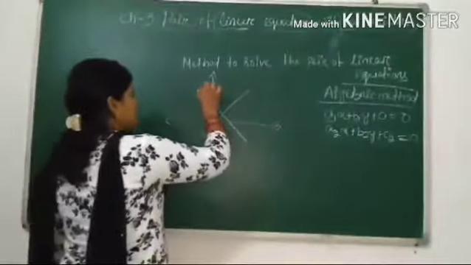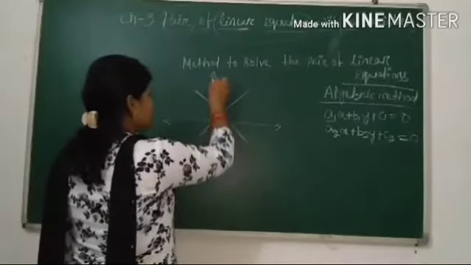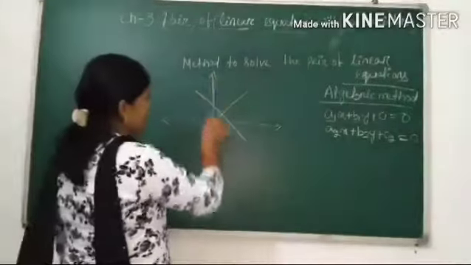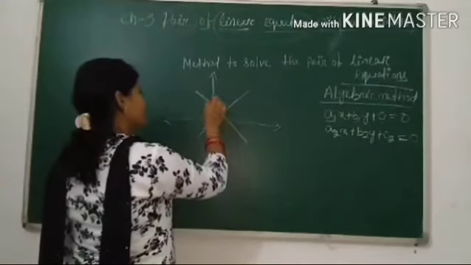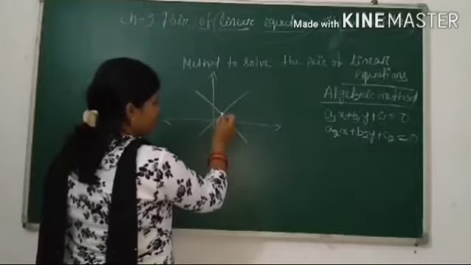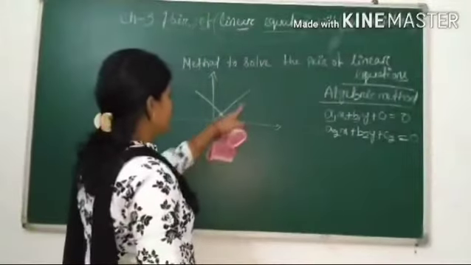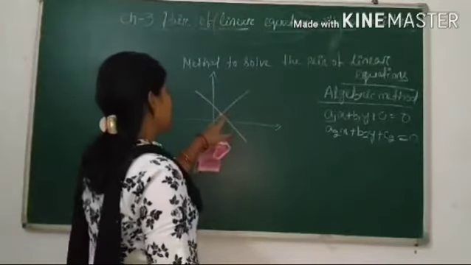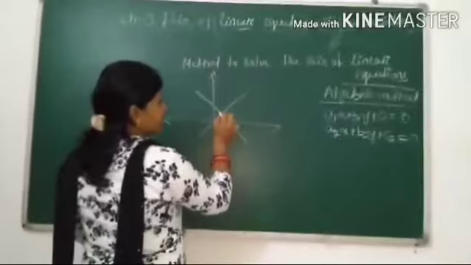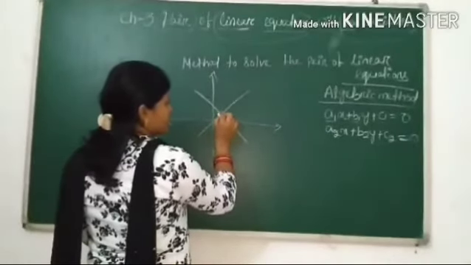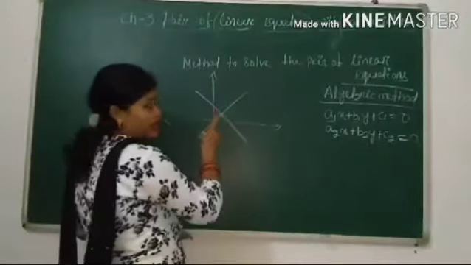So if I represent these two lines on your graph, I will get this type of graph. So this is your point. This is your intersecting point. Two lines are meeting at one point. So this point is known as the intersecting point. They will meet at only one point.